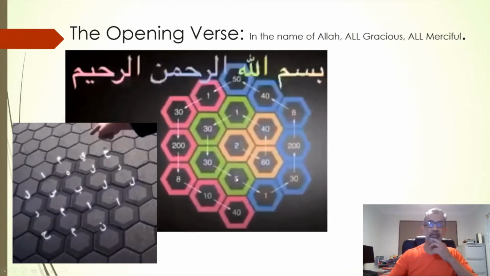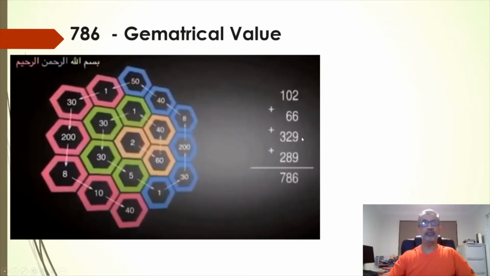So over here in the first layer, the first word, the three letters are Ba, Sin, and Mim. So Ba has a value of 2, Sin has a value of 60, and Mim has a value of 40. And then it goes to the next word, which is Allah, which is Alif is 1, and there's 2 Lams, and then there's a Ha. So that's the second word, and Ar-Rahman, which is then the third word, and then Ar-Rahim, which is the fourth word. So that's the blue color. So that's pretty much what he's trying to demonstrate on that.